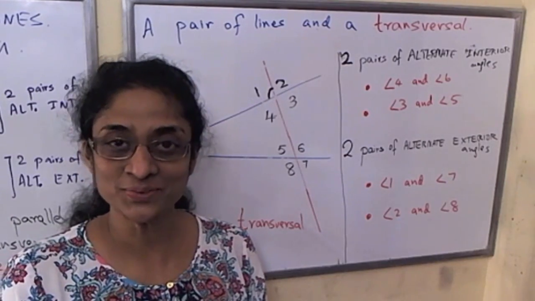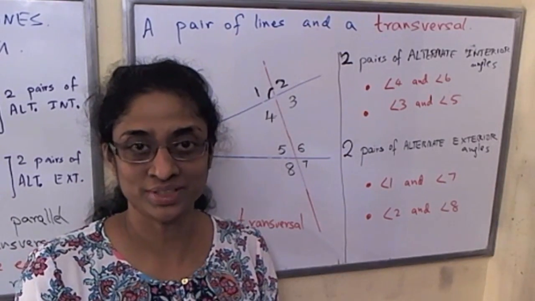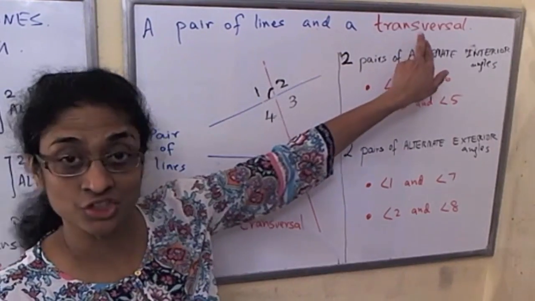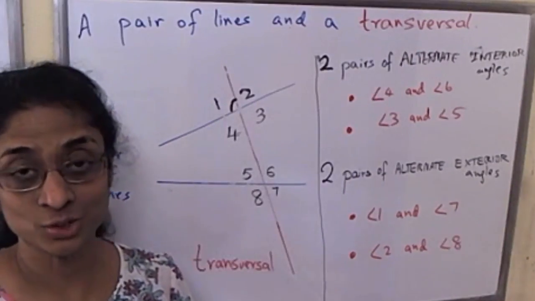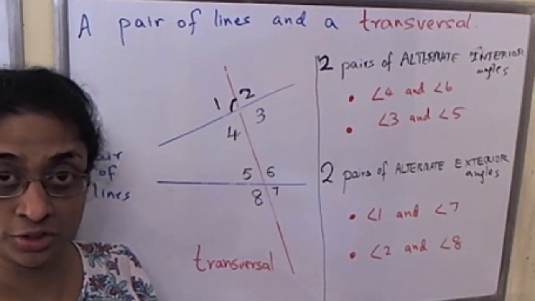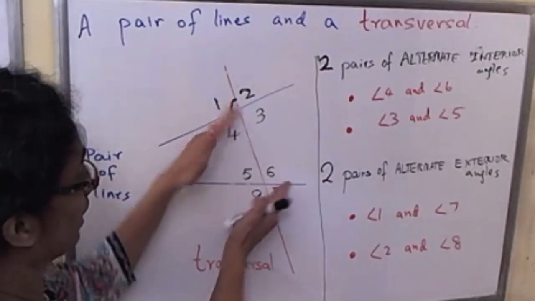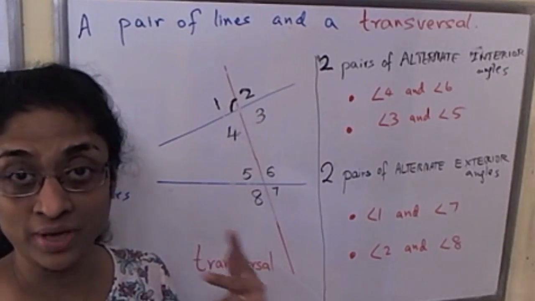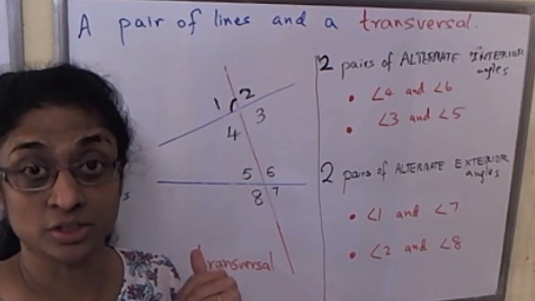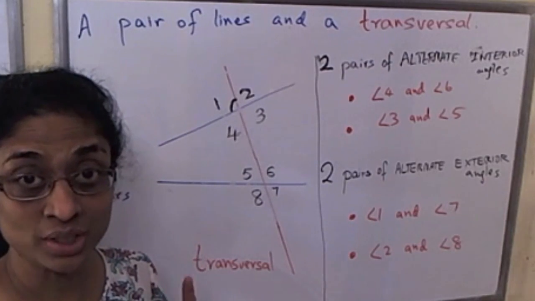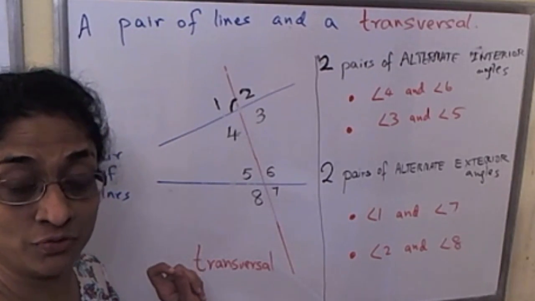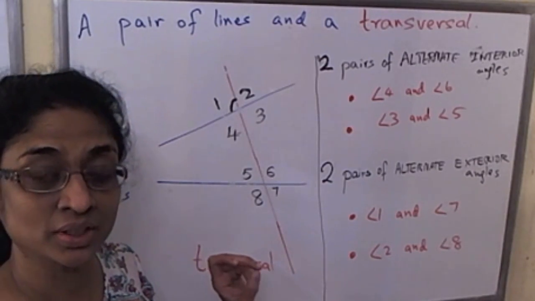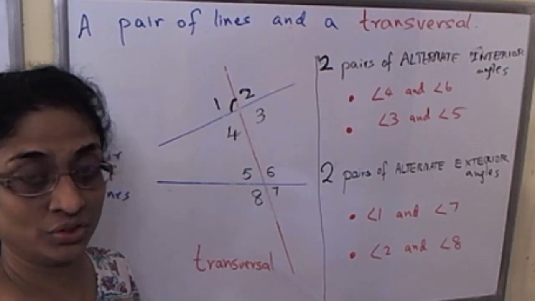Hi, in this video, let's continue our discussion on a pair of lines cut by a transversal. In the last video, remember we talked about a pair of lines cut by a transversal and certain pairs of angles are called corresponding angles. So today we'll discuss certain pairs of angles that are called alternate interior angles and alternate exterior angles.